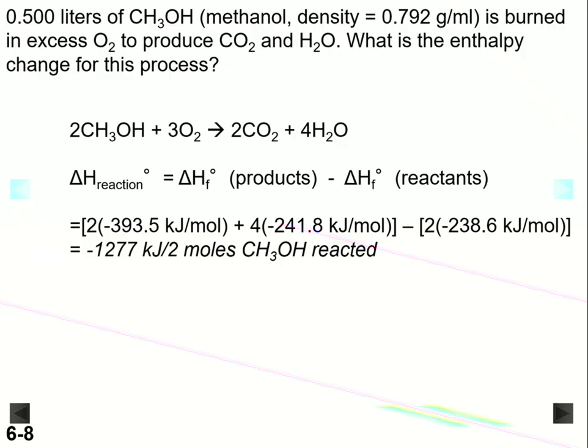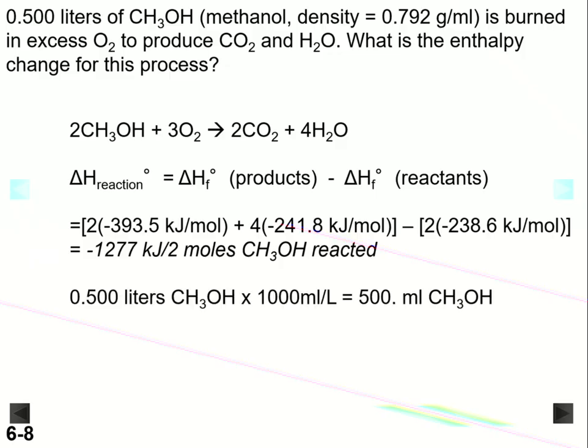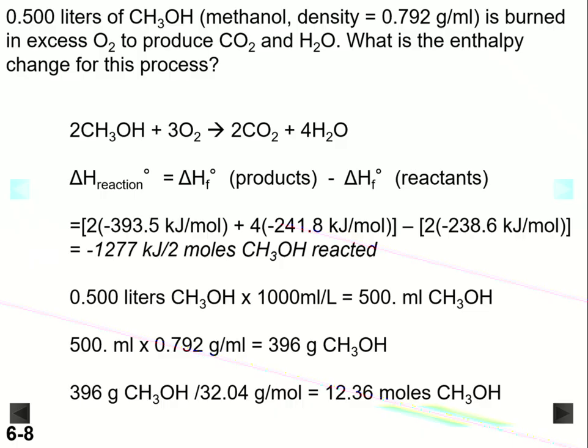Now we need to determine how much methanol is contained in a half a liter. So let's do this conversion. 0.5 liters of methanol is 500 milliliters of methanol. 500 milliliters of methanol times its density gives us the number of grams of methanol that we have, 396. And then the mass of methanol divided by its formula mass, which is 32.04 grams per mole, gives us 12.36 moles of methanol.